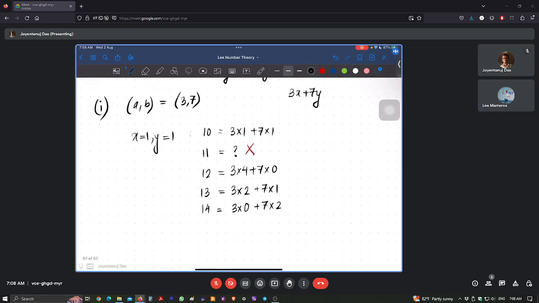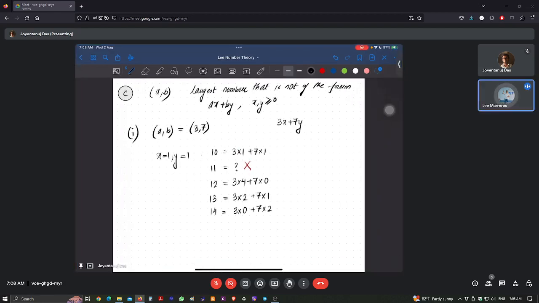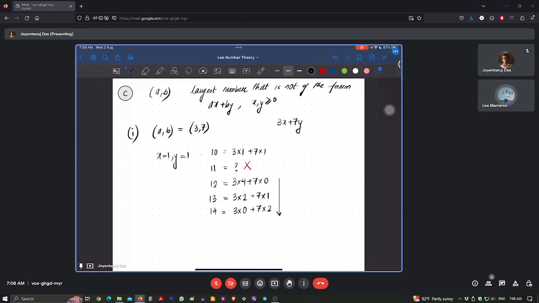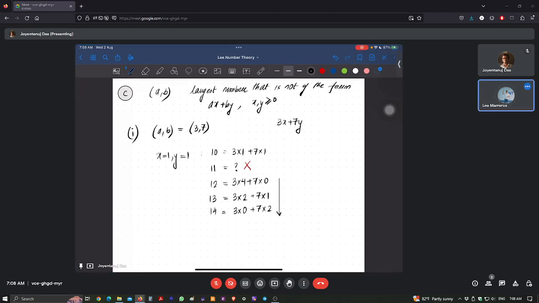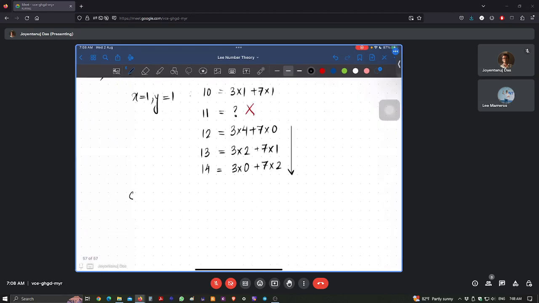So can we claim that after this everything is possible? That is the question. At least these three numbers are working, right? 12, 13 and 14. So any number, suppose C, that is greater than or equal to 15.